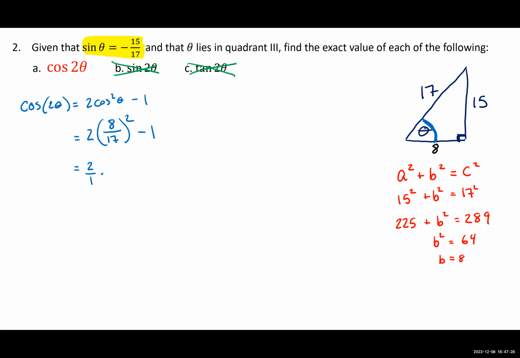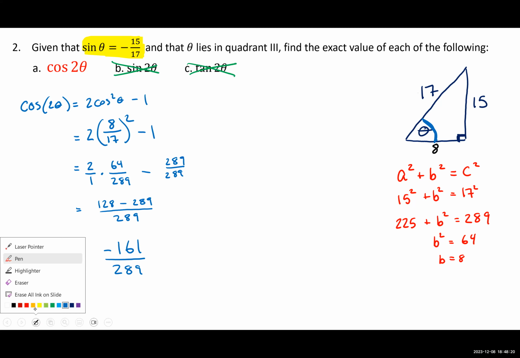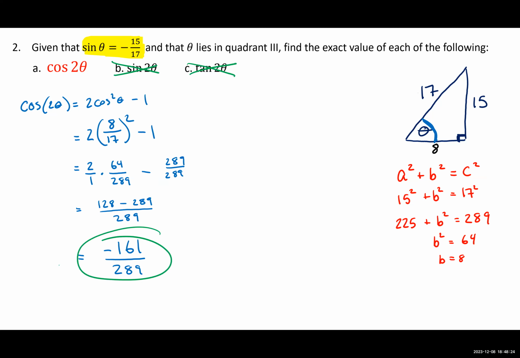All right, let's see. We've got 2 over 1. That's 2 times 8 over 17 squared. Well, 8 times 8 is 64. 17 times 17, that's 289. Minus 1. Well, let's get a common denominator. So let's say that's 289 over 289. Okay. So that's 128 minus 289 all over 289. And I think 128 minus 289, you may want to double check this, but I'm pretty sure this is right, is negative 161 over 289. All right. So that is the cosine of 2 theta.